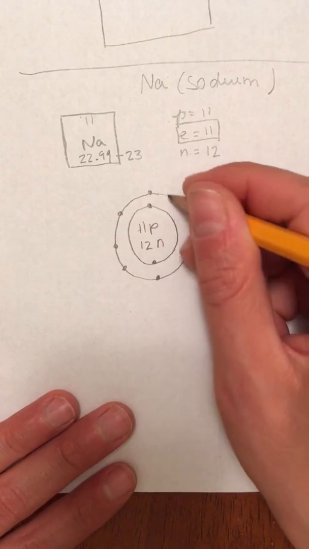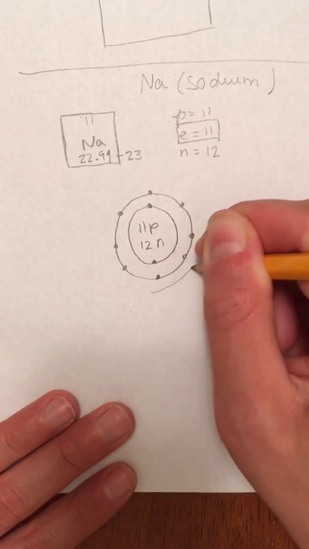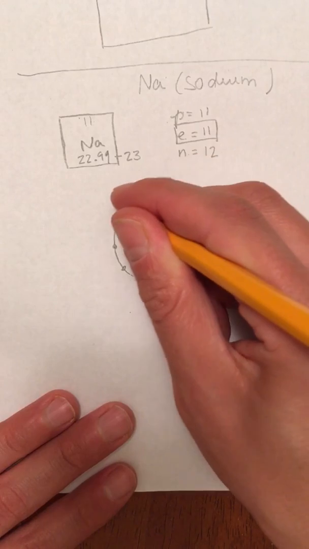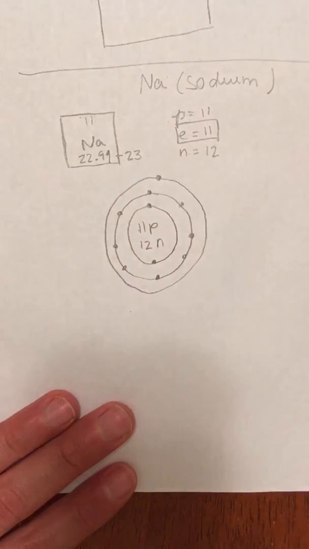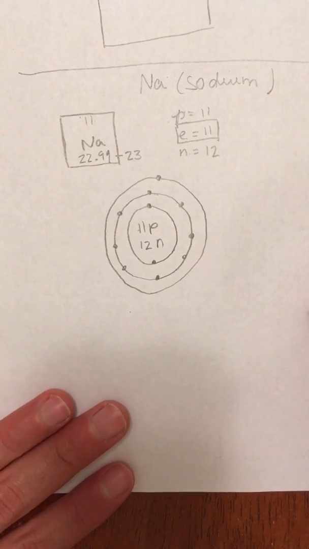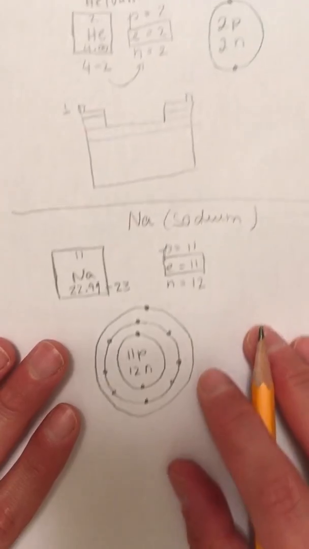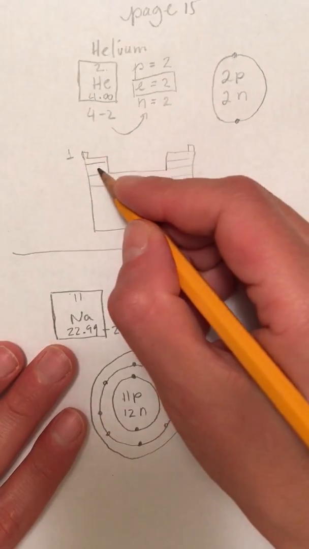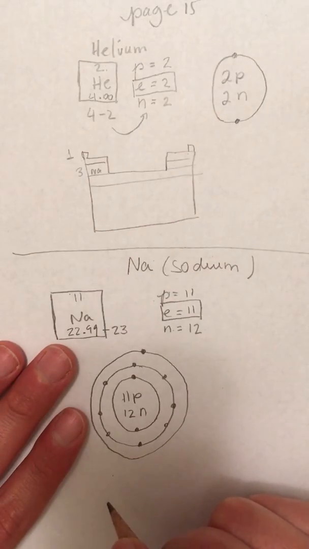So I have 2 plus 8, which gives me 10. So I need to create one more because I need 11 electrons. And I create one more. So this is what the Bohr diagram for sodium looks like. And I know I'm correct because if I look at the periodic table, I'm going to find sodium somewhere over here in the third period.